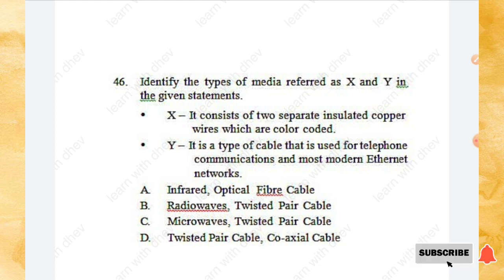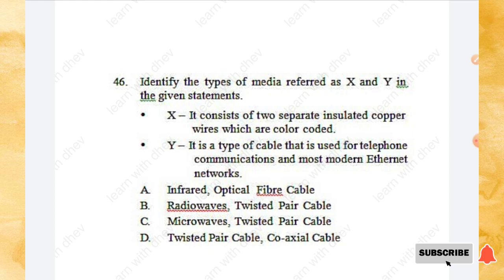The right answer is, so we have the options. Option A: infrared and optical fiber cable. In option B, X is radio wave and Y is twisted pair cable. Then option C, X is microwave and Y is twisted pair cable. Whereas option D is, X is twisted pair cable and Y is coaxial cable.